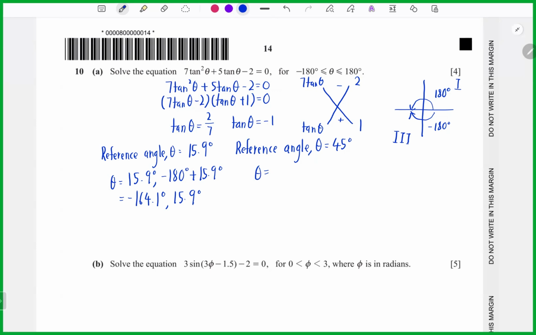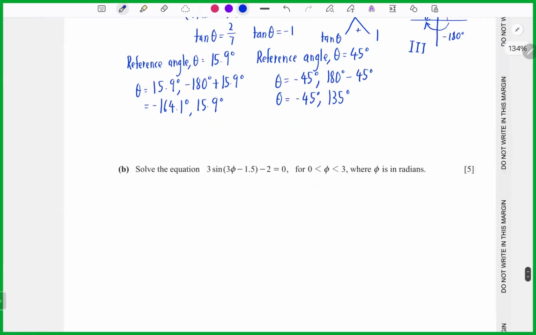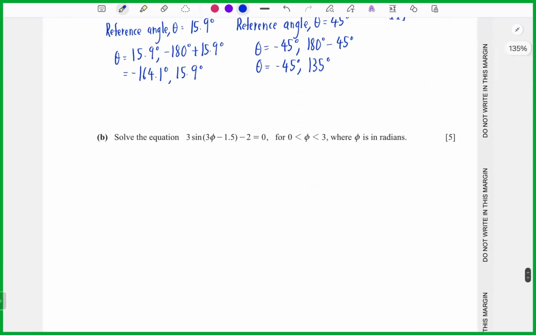they will be in the second and fourth quadrants. Okay. So the second, you can take 180 degrees minus 45. So you will get 135 degrees. Okay, next, going to the next question.